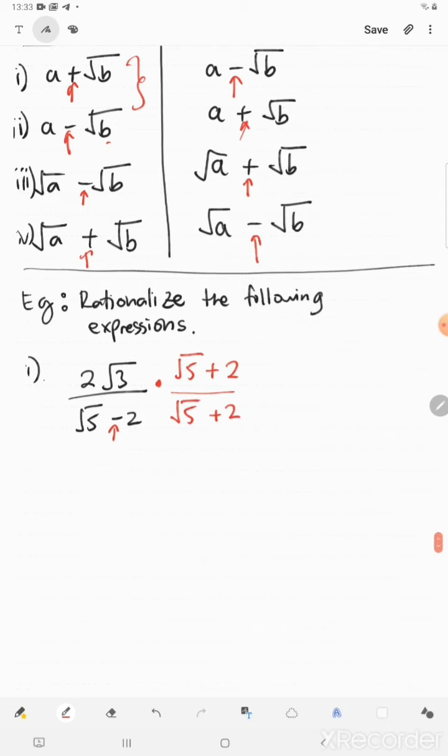Okay, cuba expand ni. Square root 5 multiply square root 5, kita akan dapat square root 5 square, right? And then square root 5 multiply by 2, we get positive 2 square root 5. And then negative 2 multiply dengan square root 5, we get negative 2 square root 5. Okay, and minus, negative multiply positive, we get negative 2 multiply 2, we get 4. Alright, so simplify.